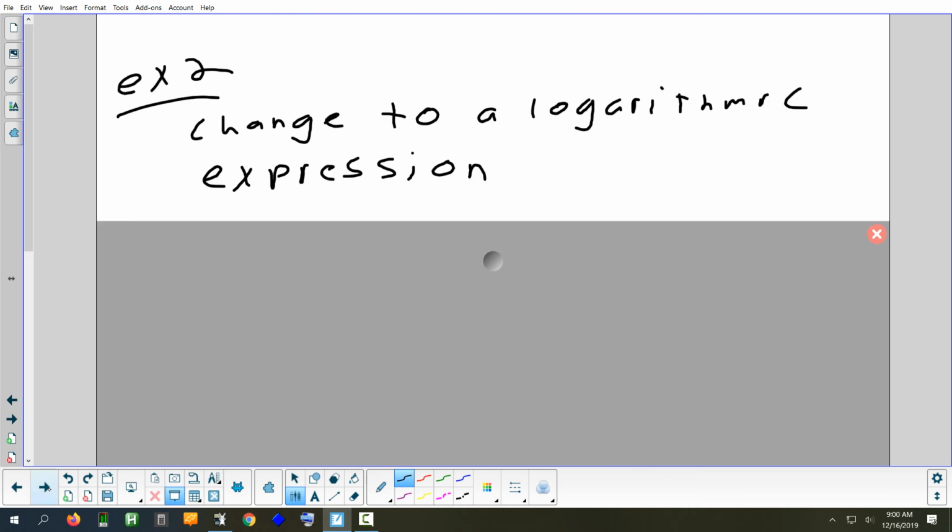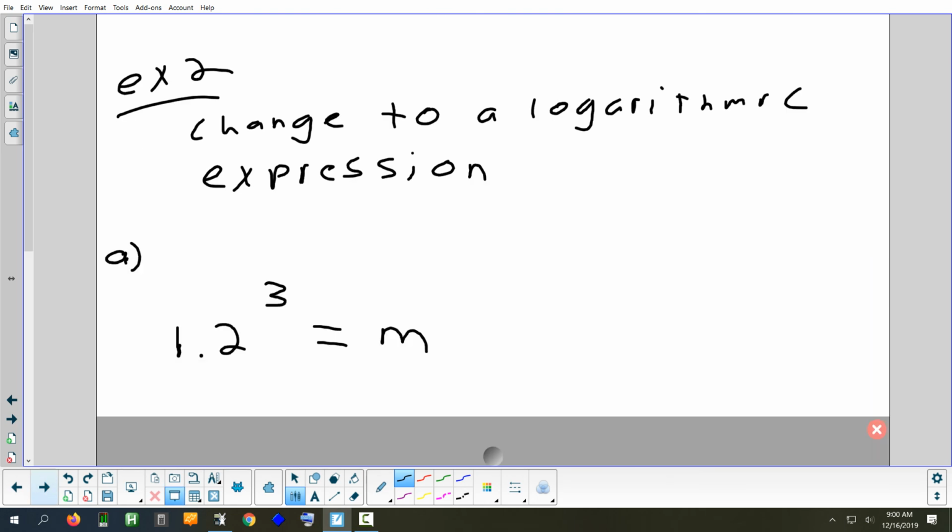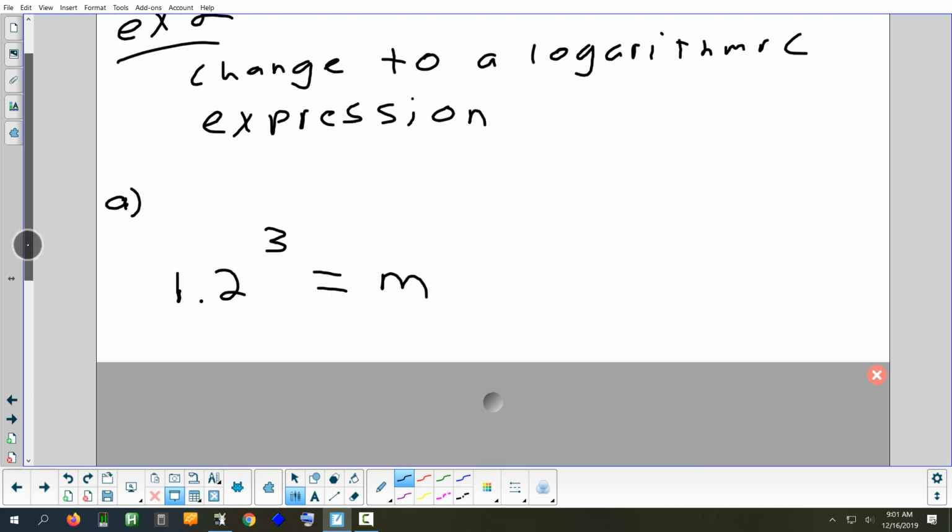Let's try the other way. Now we're going to take something that's exponential and make it log. If I'm going to change something to a log expression, what do you think the very first thing I should write down is? This is what makes something a log expression. Yeah, put down the word log. Write the log. Log is a function, like sine or cosine. Yep, perfect. So write the word log.